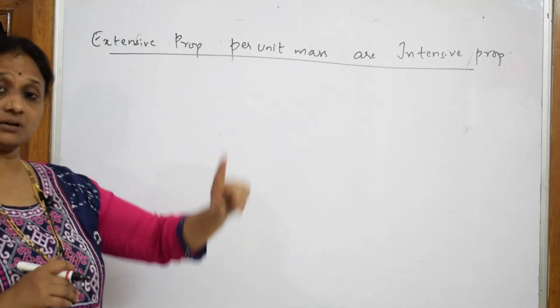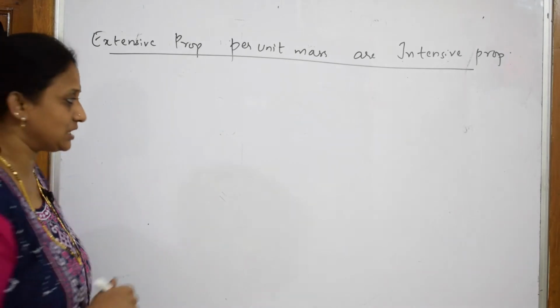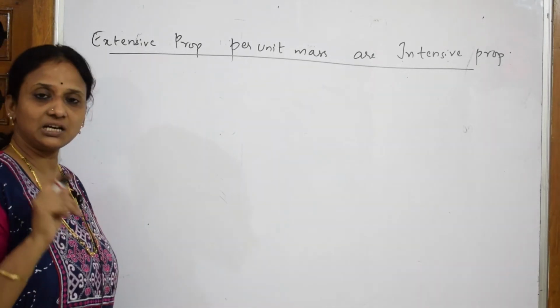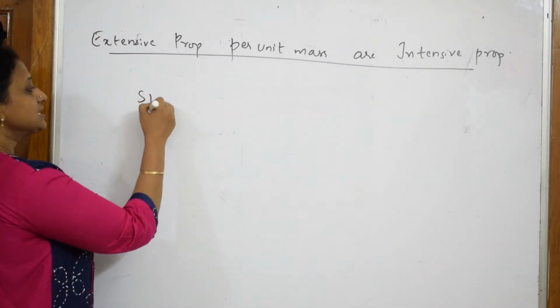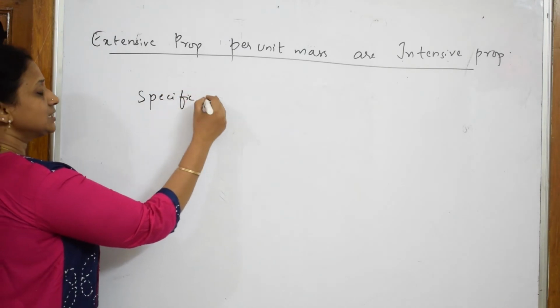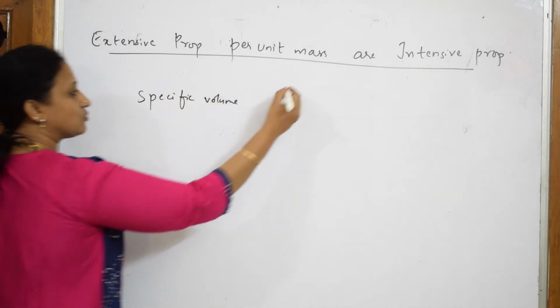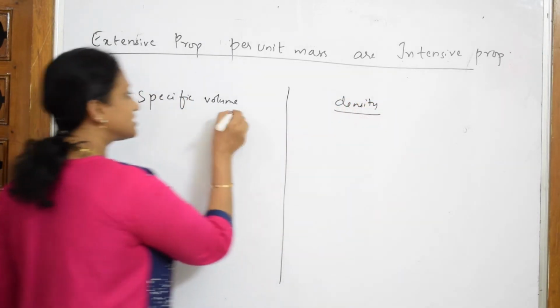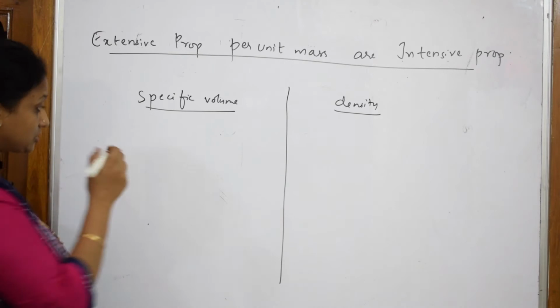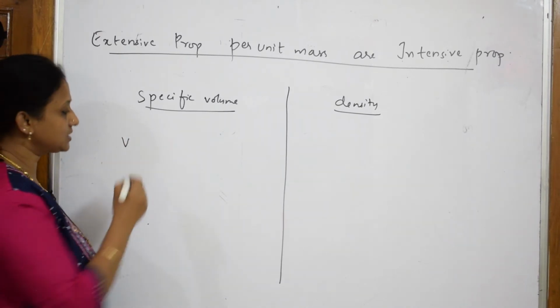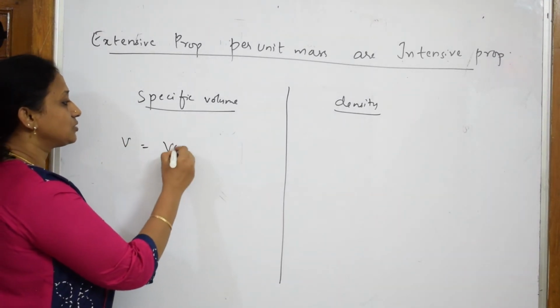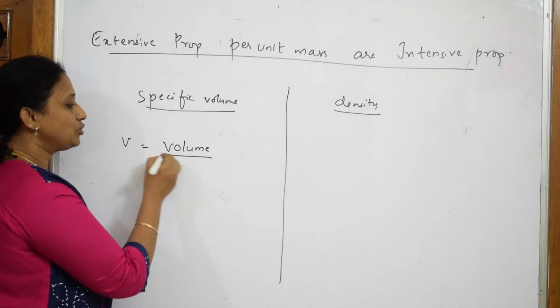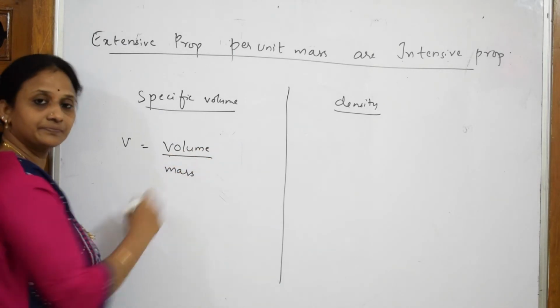Extensive property per unit mass is an intensive property. What does that mean? In the nomenclature I have given you one term, that is specific volume. Let us take one more, density. Specific volume is denoted by small v. What is specific volume equal to? It is equal to volume by mass.